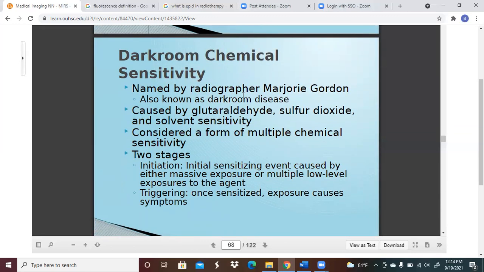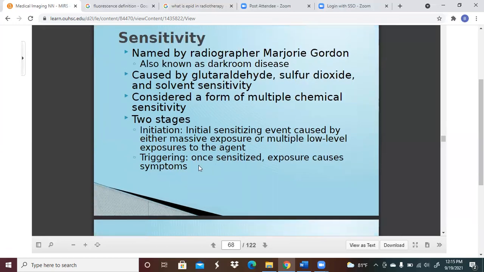Darkroom chemical sensitivity is named after radiographer Marjorie Gordon. The darkroom disease is caused by glutaraldehyde. Sulfur dioxide and solvent sensitivity are considered a form of multiple chemical sensitivities. You've got irritation, then initiation, then you've got the triggering.